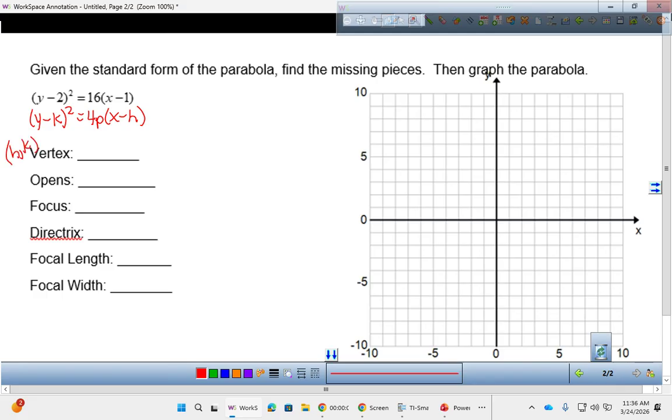So the opposite of what's with x is called your h. In this case, I have an x minus 1, so my h is a positive 1. And your k is the opposite of what's with y. So right now I have a y minus 2, so my k would be positive 2. So on my graph, what that looks like is a point at 1, 2. So right here is my vertex.